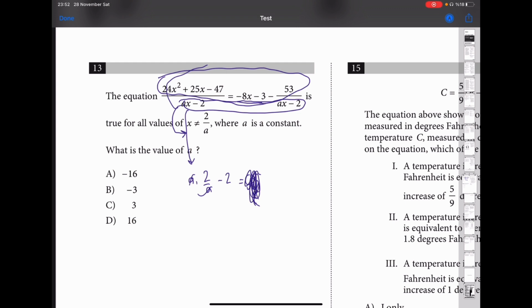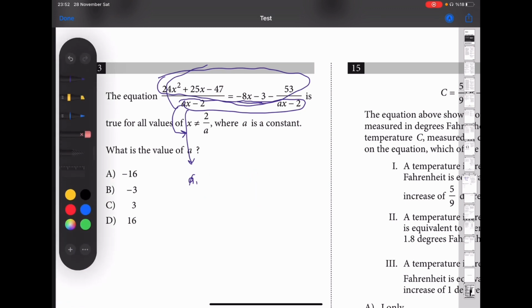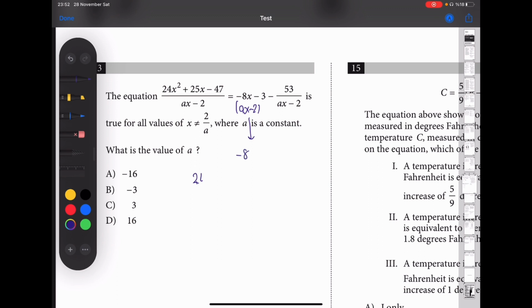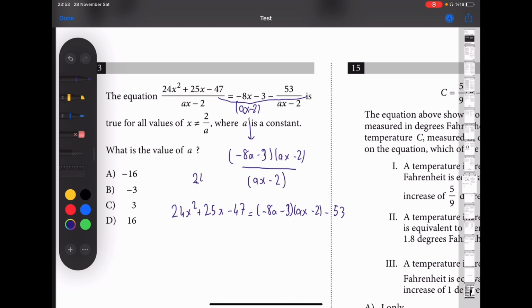Oh, where is my eraser? Sorry. ax minus 2, right? So this will turn out to be, when I do the thing that I have just mentioned, 24x squared plus 25x minus 47 equals minus 8a minus 3 times ax minus 2 minus 53, right?